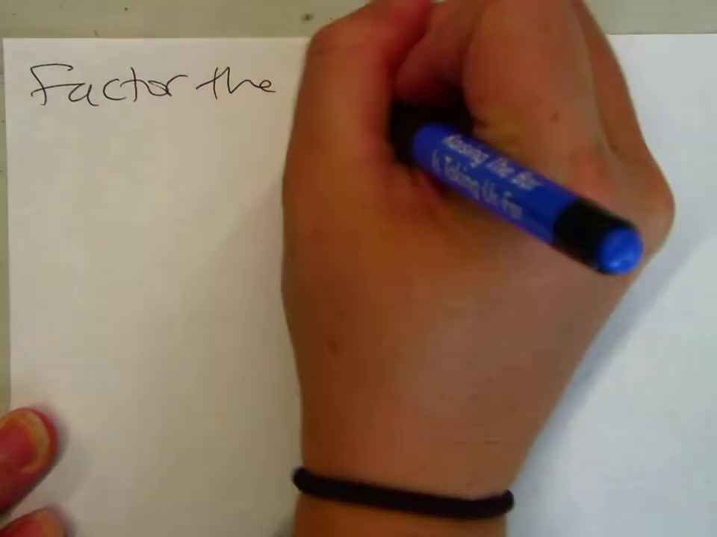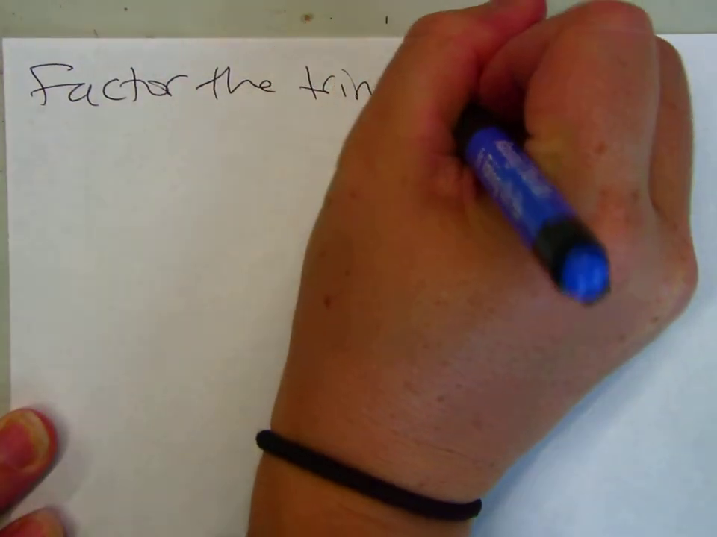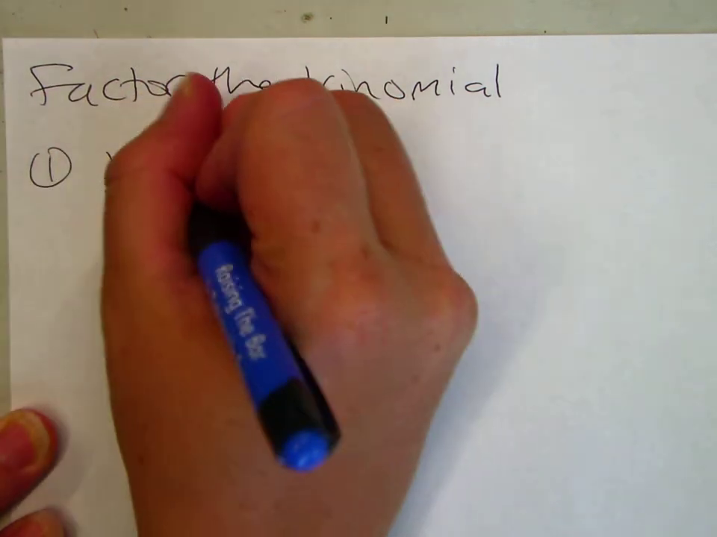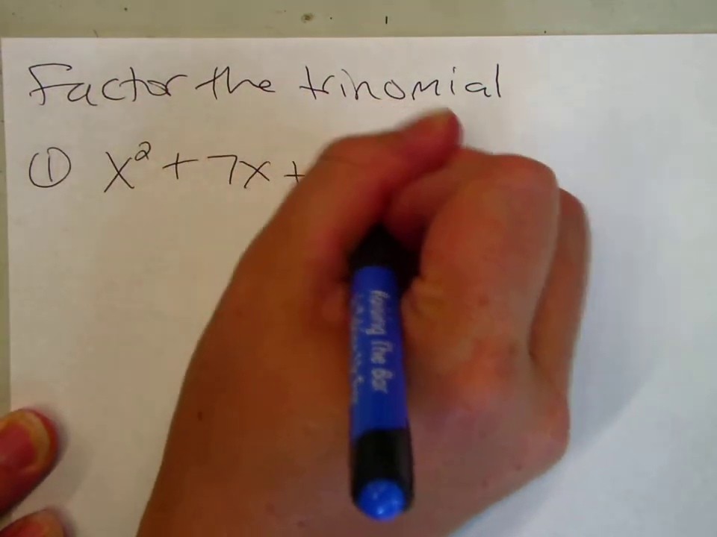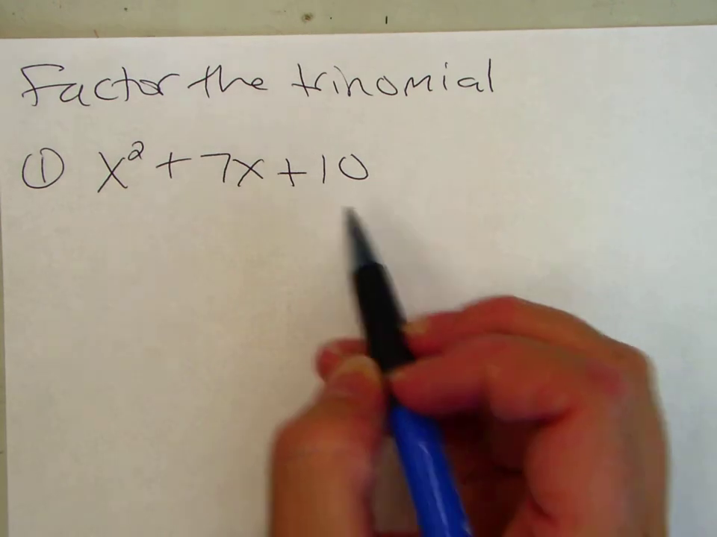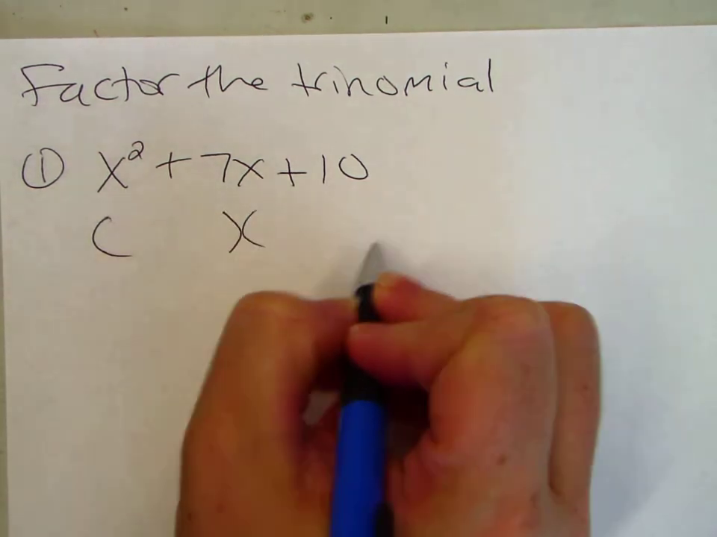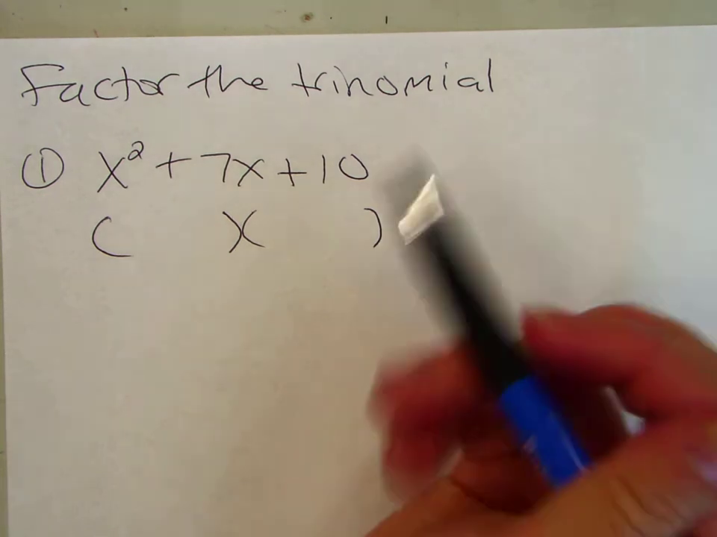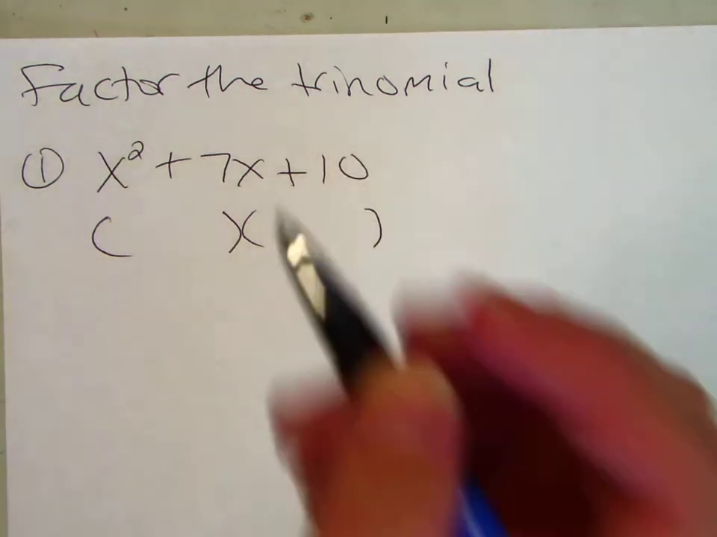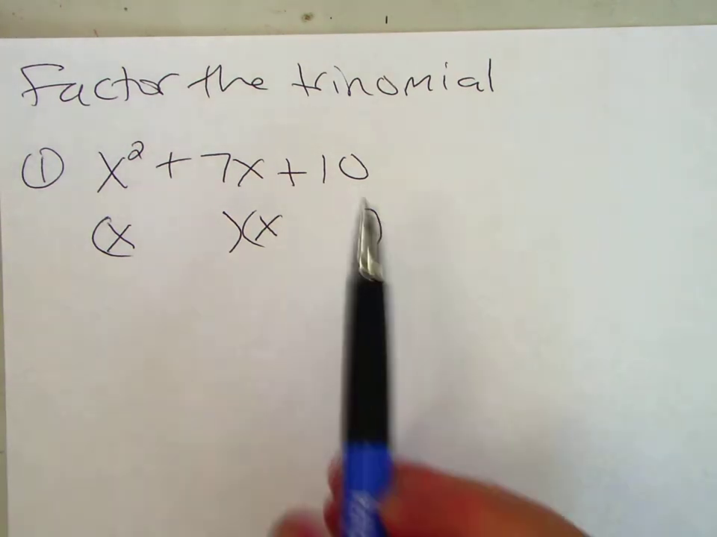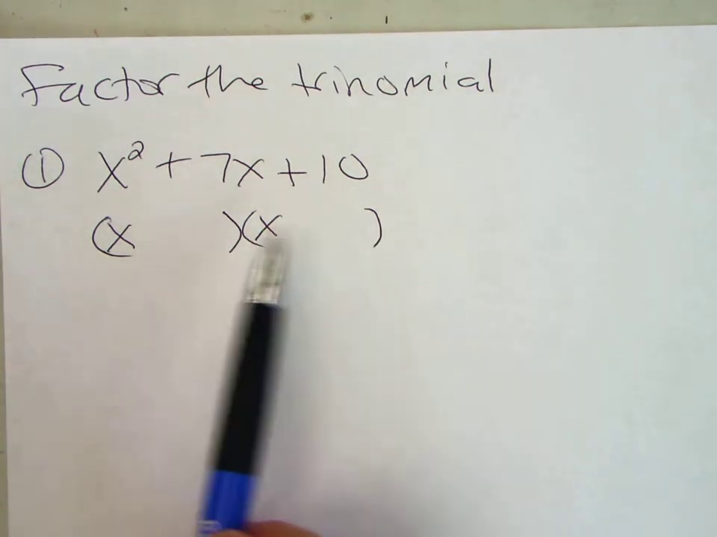Factor the trinomials. Number 1, x squared plus 7x plus 10. Okay? So I want to write this as a product. Now, these always look like two sets of parentheses multiplying. What times itself is x squared? X and x. Our goal now is to figure out what two numbers go here.